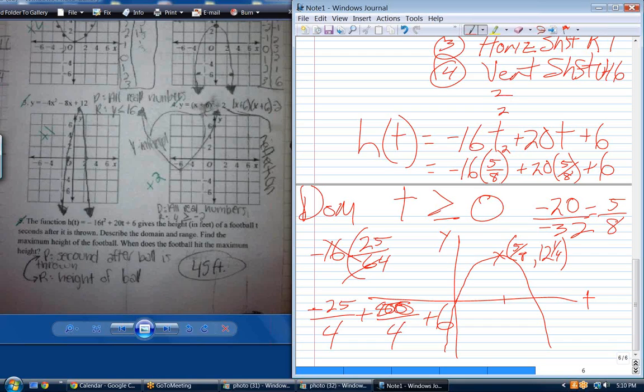is that this ball was thrown, this football, and 5/8 of a second later, it reaches its maximum height of 12¼ feet, and then it comes back down. In other words, it follows this path that I've drawn. And we know that the time is 5/8 of a second, because that's the x-coordinate of the vertex. We know the height was 12¼. So tell me the range.